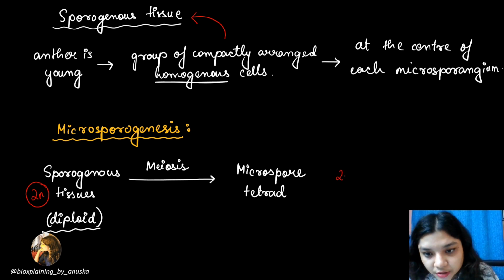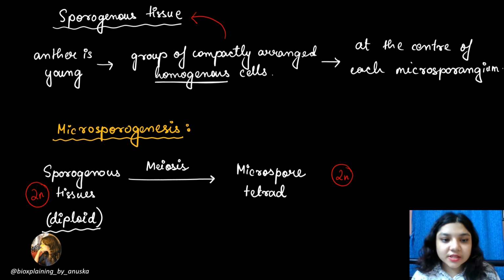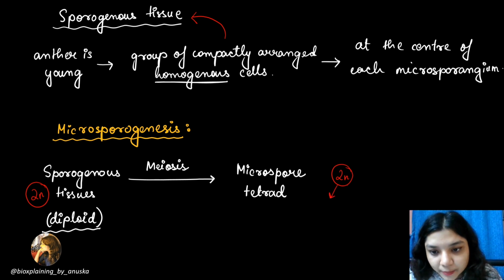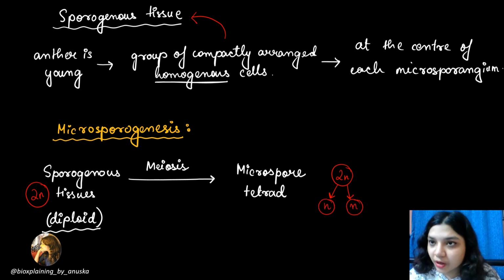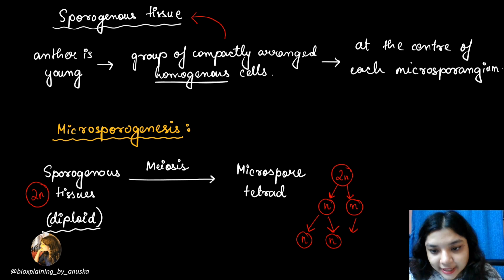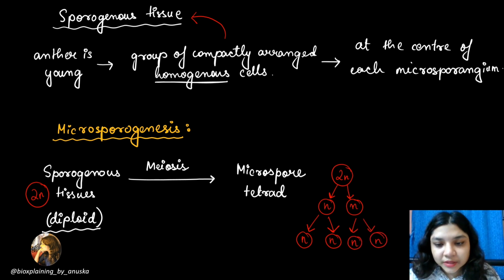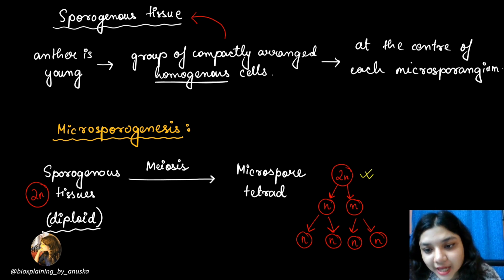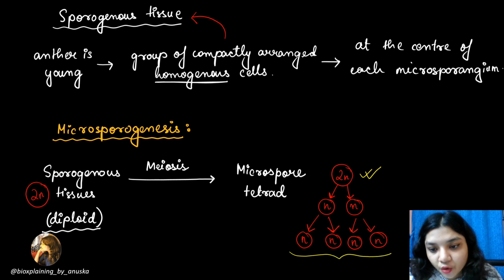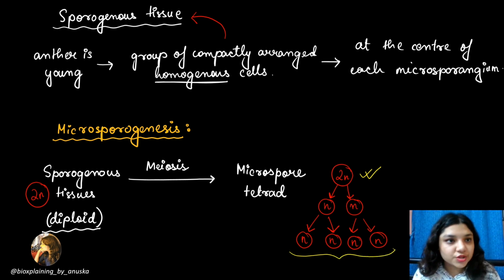Just to understand properly, say this is a diploid cell and then it undergoes meiosis. First we have N and N in meiosis 1, and then in meiosis 2, each N further divides into 2 N cells. So what is the ultimate thing happening? From a diploid cell, after the meiosis division, we have 4 haploid cells being produced.